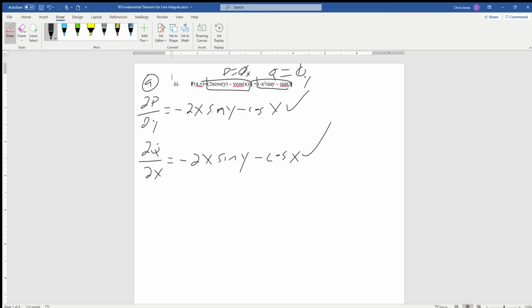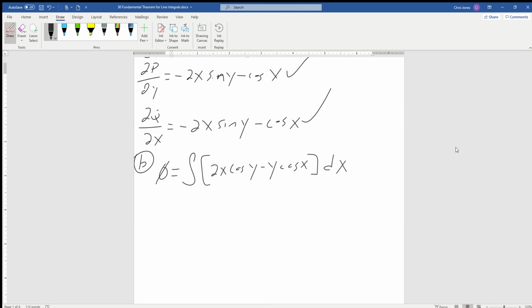That means we can find the potential function. Recall, to find the potential function, we are going to integrate P with respect to x, because remember, P is phi sub x. So we're just going to take the antiderivative with respect to x, and that's going to give us phi. So indeed, phi is going to be the integral of 2x cos y minus y cos x dx. And don't forget that we're going to get three terms out of this. The antiderivative of 2x is going to be x squared.